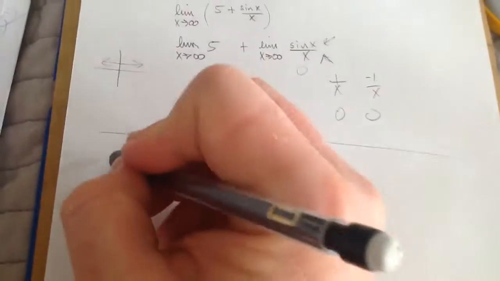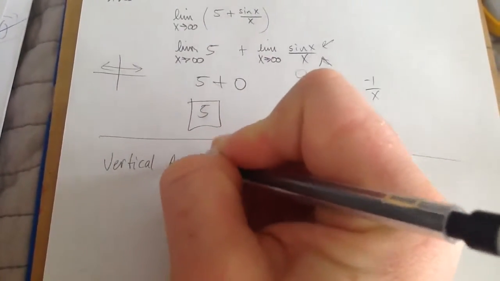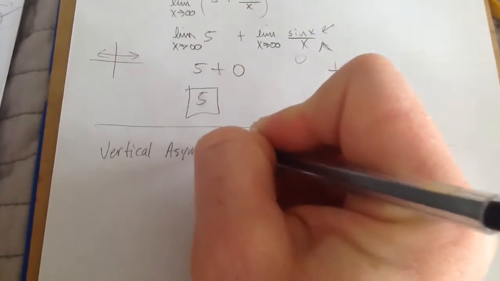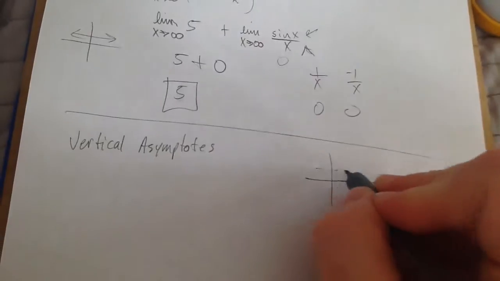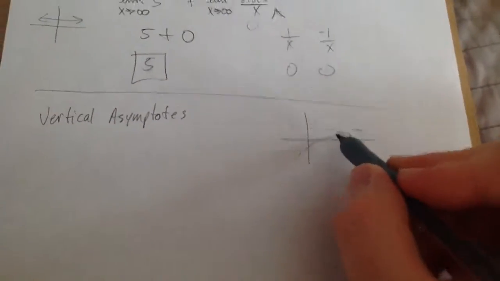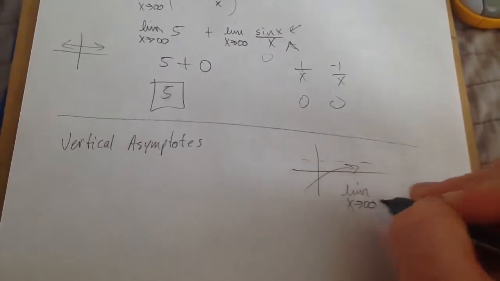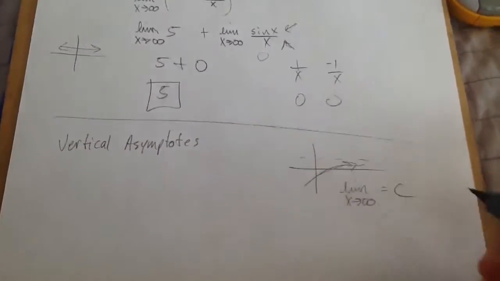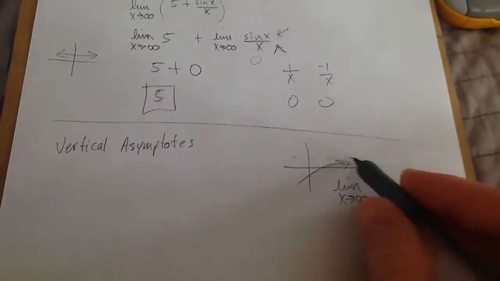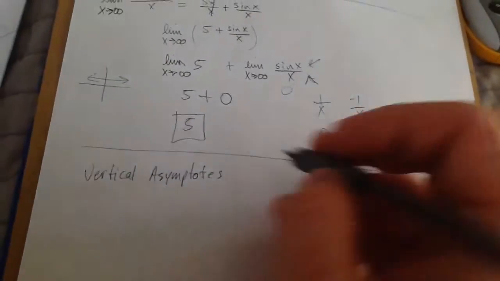Well, a couple other things first. Next, vertical asymptotes. Remember the horizontal asymptotes? You just find the limit as x approaches infinity of whatever your function is, and if you get an answer that's not infinity, that's where your horizontal asymptote is.